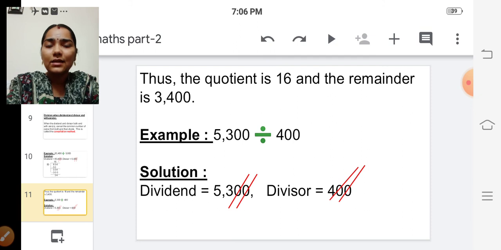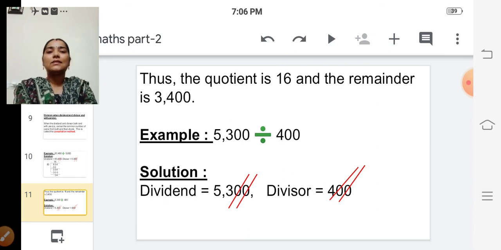So we have to cancel only the common number of zeros. We cannot cancel all the zeros. And after cancelling, we are going to divide the number. We have to divide the number, and in the last step, we have to add the number of zeros we have cancelled to the remainder. Okay, don't forget to do that. Is it clear? So shall we see one more example?